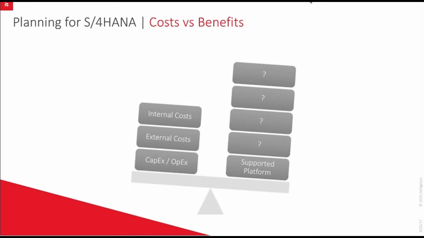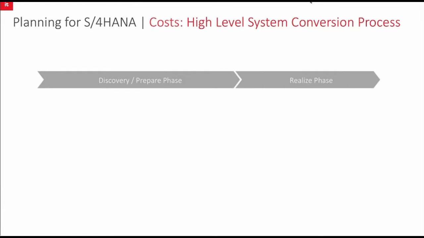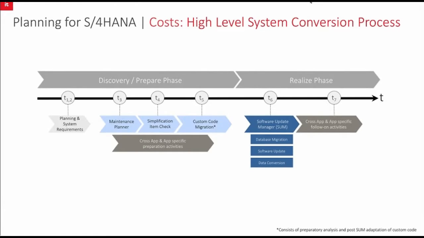So what do we need to think about when we plan for S4HANA? Cost versus benefits, always the same thing. So we've talked about one benefit, a supported platform. I'm sure none of you out there want to be running a version of SAP that will no longer be supported. But what about the costs? Well, there will be internal costs, there will be external costs, and there will, of course, be CapEx versus operational costs. So I want to go through some of that detail to help you understand the choices you need to make. So this is a high-level system conversion process. Many of you who've seen this presentation from me before will be familiar with this.